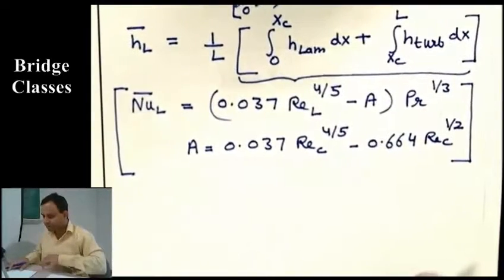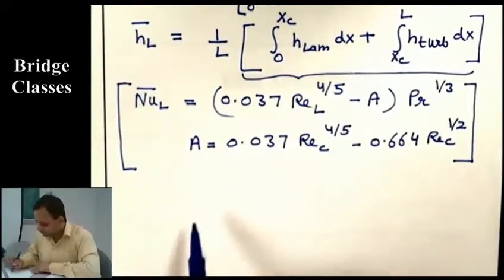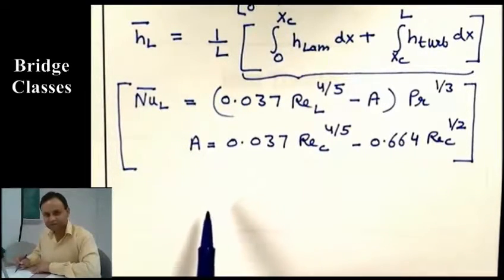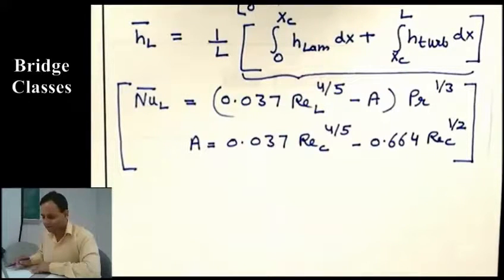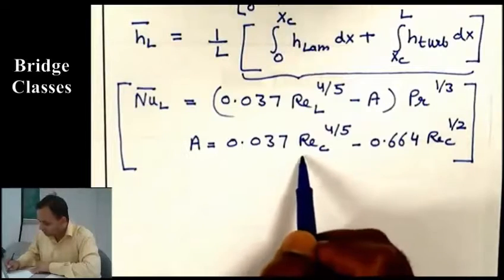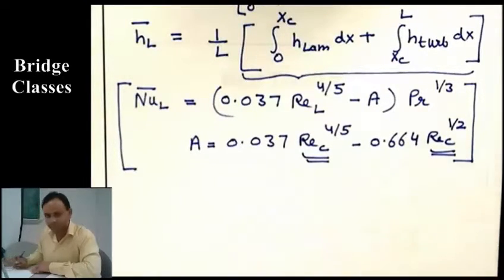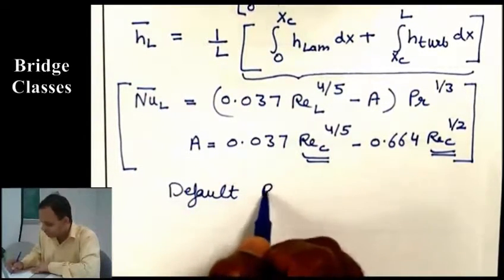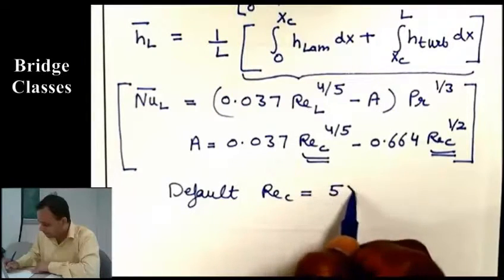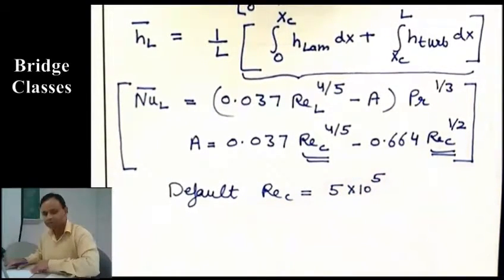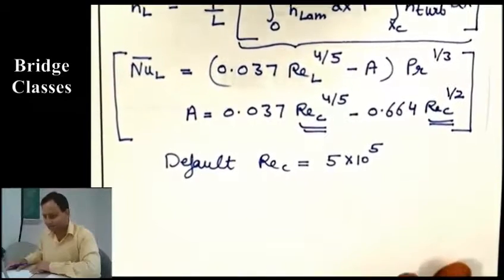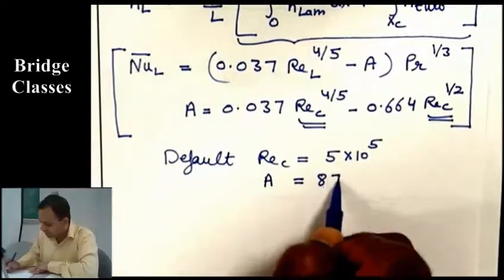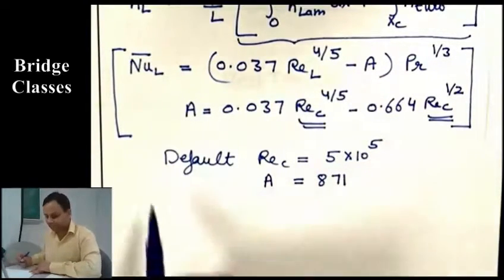Okay. And see, the thing here is, it is applicable when you have mixed boundary layer. Okay, so the part is laminar, part is turbulent. If you don't have mixed boundary layer, then it is different. The value of Rec, okay, can be anything. The default value, if nothing is given, we take as 5 times 10 to the 5. So this is the Reynolds number at which flow becomes turbulent. Okay, that is the default value we take. And based on this, you get the value of A is 871. Okay. That is the default.